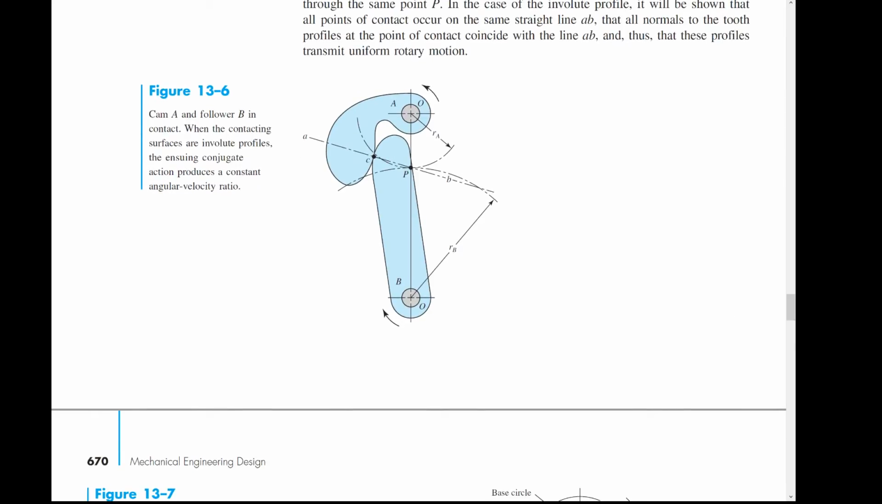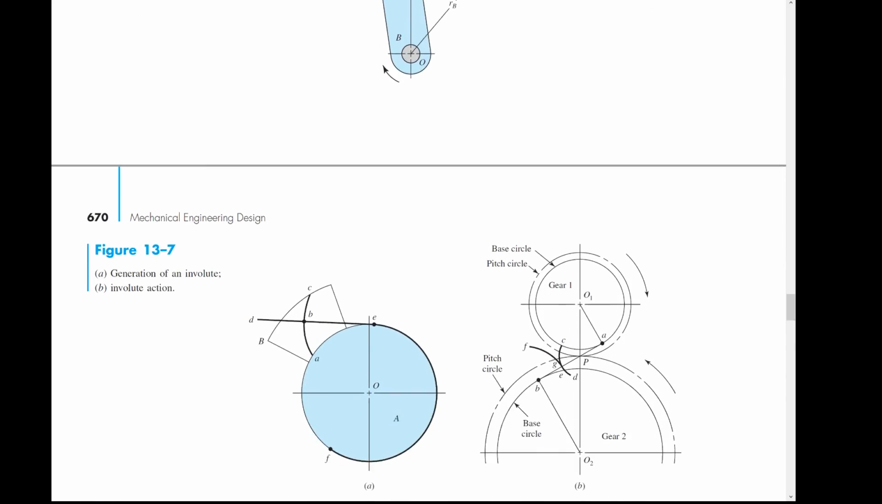Opposite directions again. So, the generation of an involute. There's a base circle, there's a pitch circle, and a base circle on gear 2.